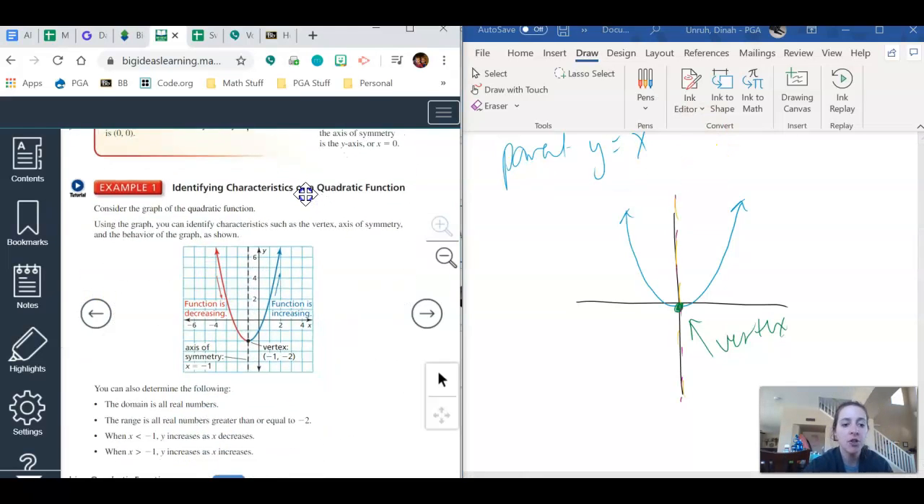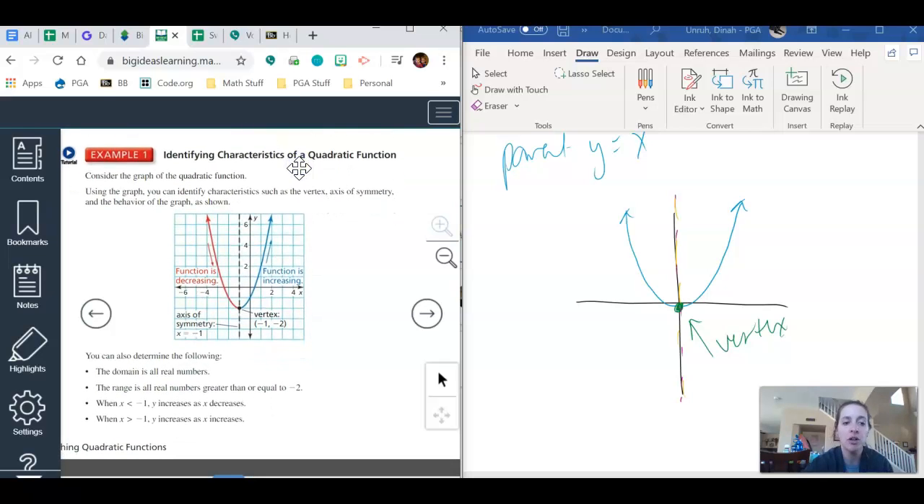Okay, so now let's look at this first example. Consider the graph of the quadratic function. Using the graph, you can identify characteristics such as the vertex, the axis of symmetry, and the behavior of the graph as shown. When we're looking at these functions, you'll see decreasing and increasing, and that's really important. The thing I really want you to remember is, as I move from left to right, as I read my graph, is it going up or is it going down? Here you can see that I'm decreasing, because as I read from left to right, I'm decreasing until I reach my vertex, which is the point where it changes, and then I start to increase.